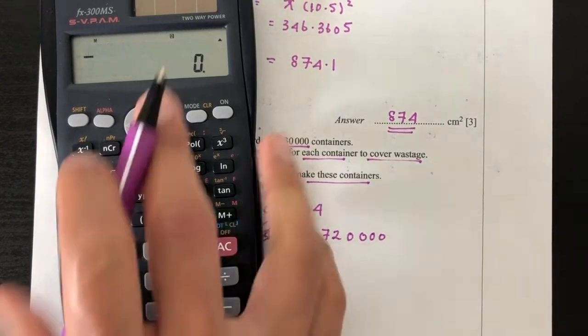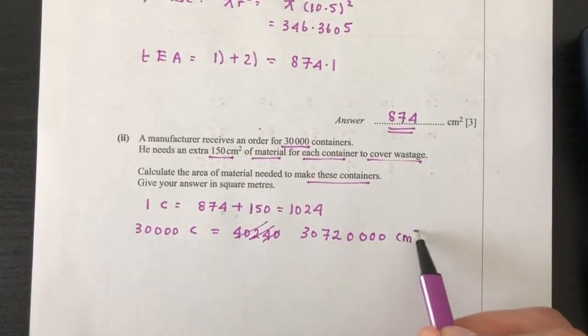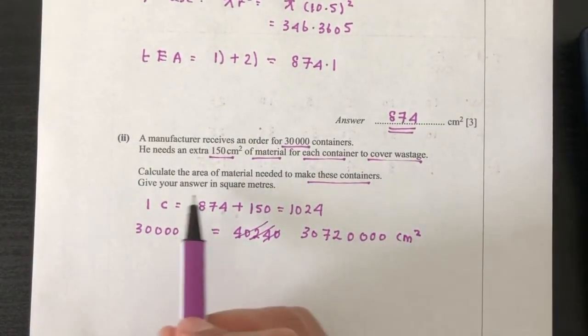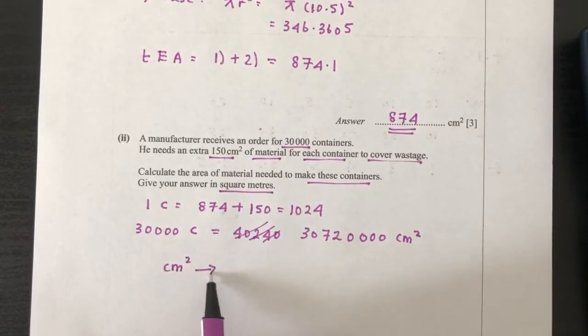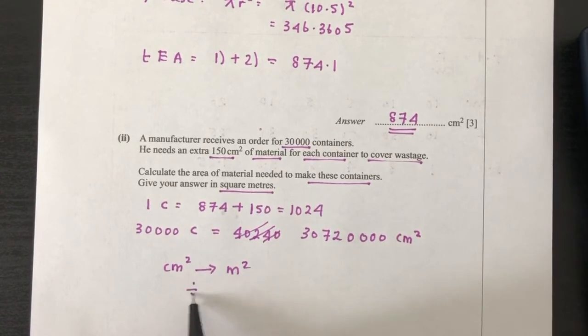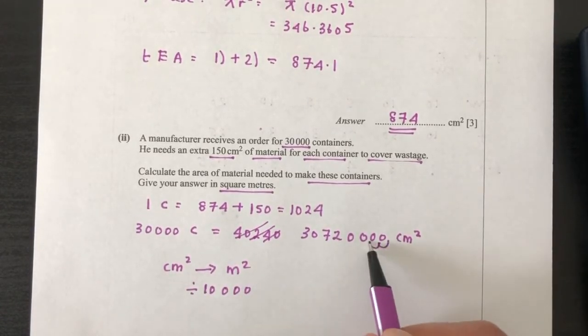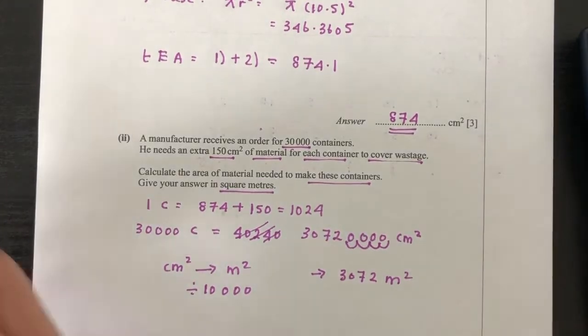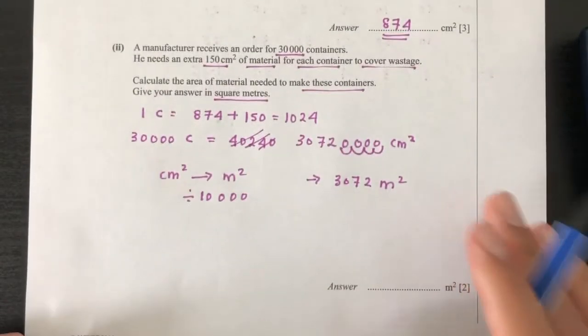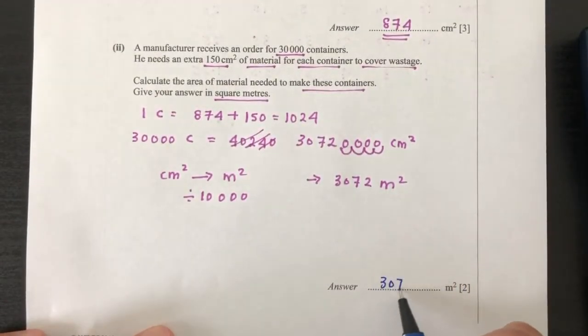30,720,000 square centimeters. Now you need to give your answer in terms of square meters. To convert square centimeters to square meters, we have to divide by 10,000. So 4 zeros: 1, 2, 3, 4. So your answer will be 3072 square meters. That will be your answer for part 2.